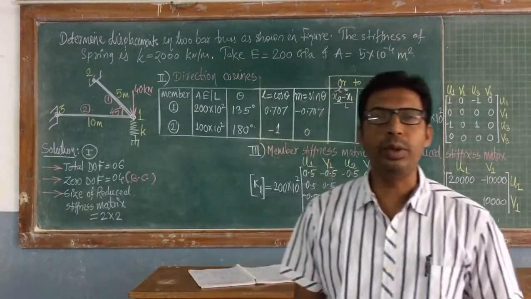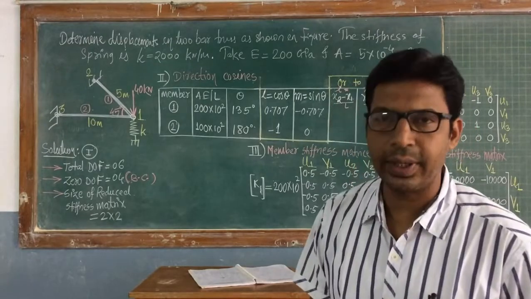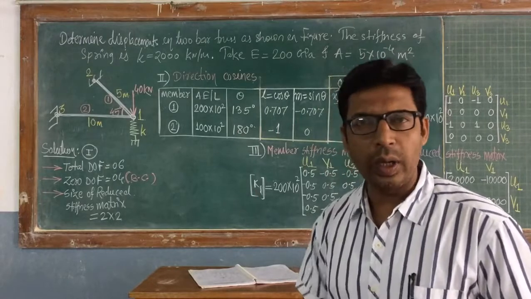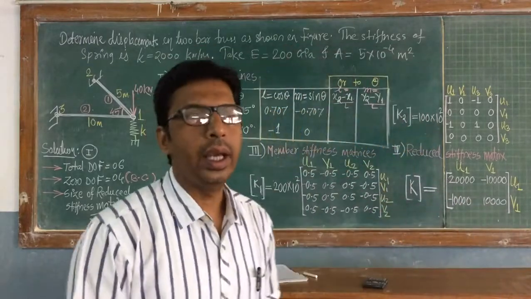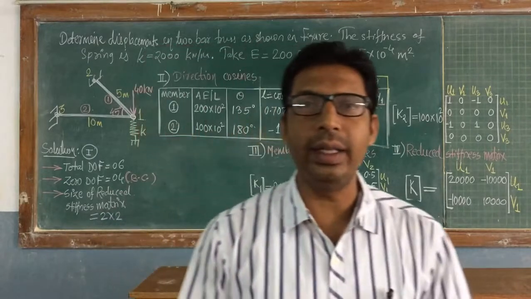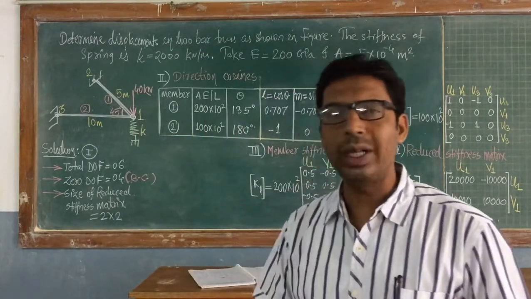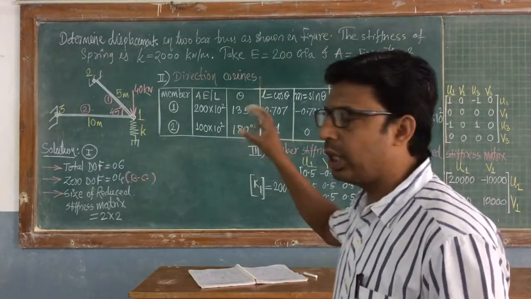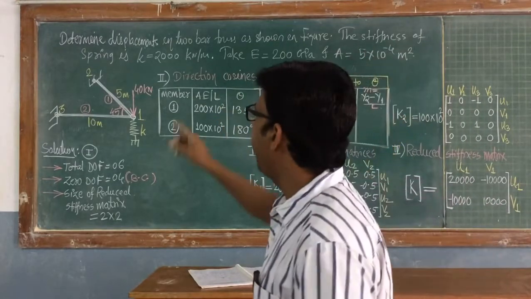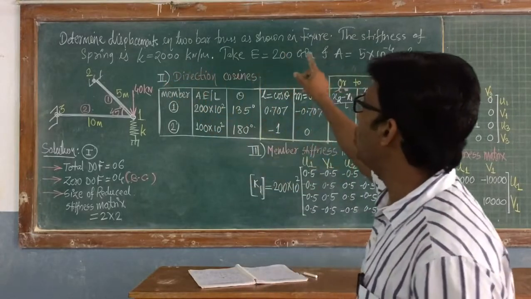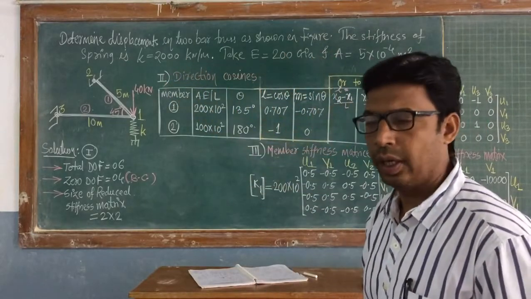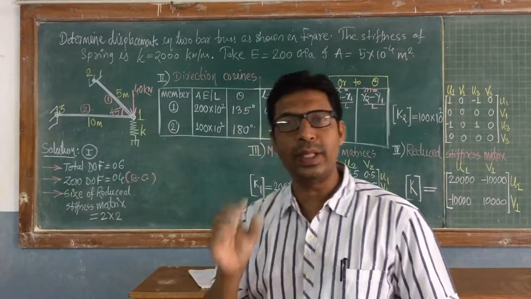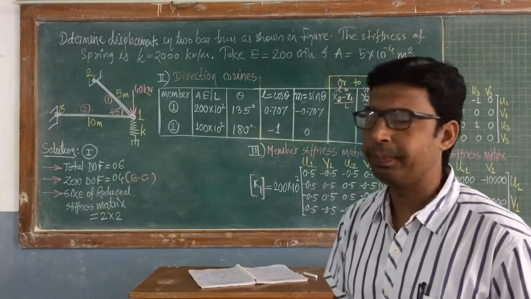So, welcome to the next problem on analysis of trusses using stiffness matrix method. In this problem, we will study if a spring support is provided in the truss, how to account that spring support in the analysis. Okay? So, the statement of problem is determine displacements in 2-bar truss as shown in figure using stiffness matrix method. So we have to determine the displacements in the 2-bar truss.